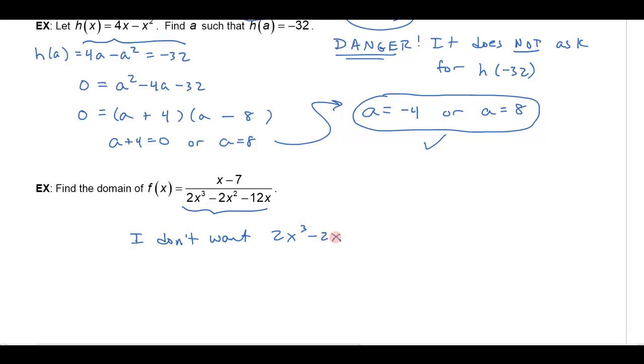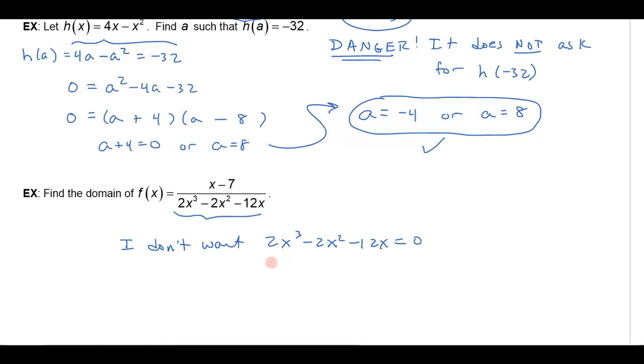So I don't want 2x cubed minus 2x squared minus 12x to equal 0. So I just have to solve this equation, and that's similar to other equations we've solved. First, factor out the common factor. So I can factor 2x out, leaving me x squared minus x minus 6. Then go ahead and factor the trinomial that's left there. That'll factor as x minus 3 times x plus 2. Then I want to set each of those factors equal to 0 to solve this equation.